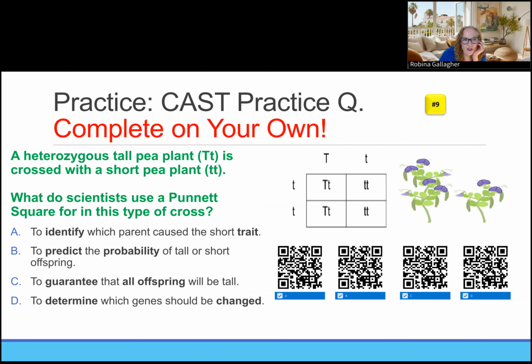Okay. Now, question number 9. Why do scientists use Punnett squares for monohybrid crosses? Why do they do this?